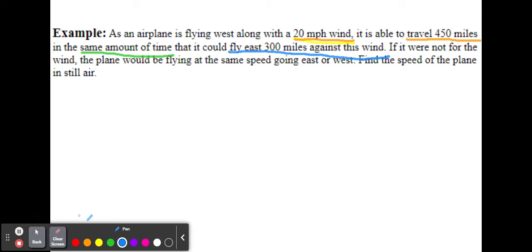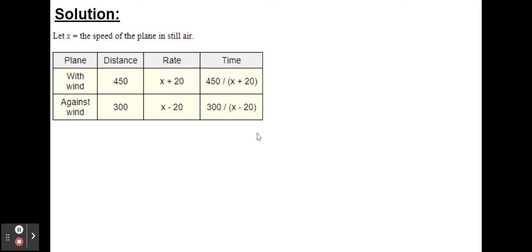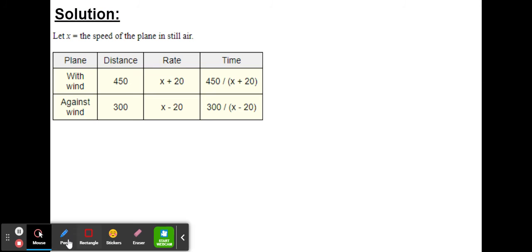So this is a little trickier. So let's take a look together at what the solution and the approach ends up being for this problem. So the approach is easiest if you make a table, in that we have the plane, the two situations, with wind and against wind. And then we have the distances they're flying, 450 and 300.